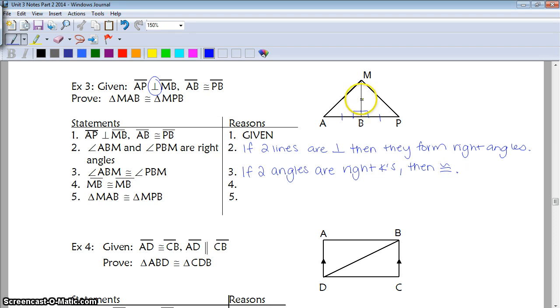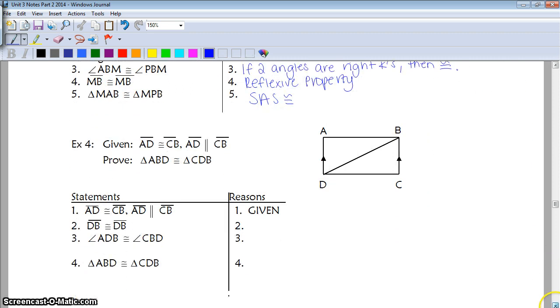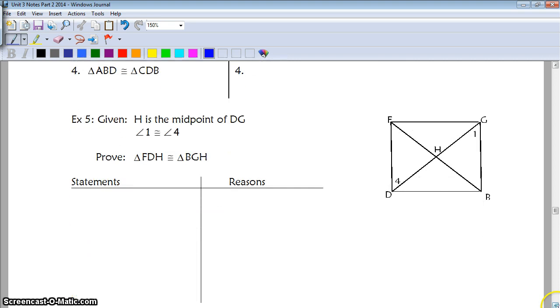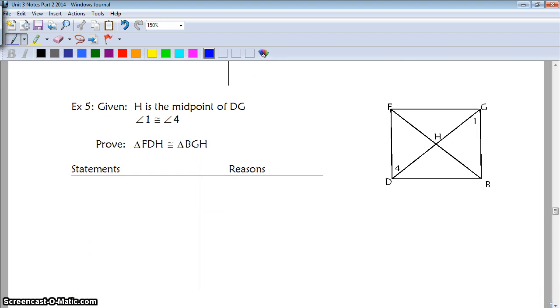Why would MB be congruent to MB? We know this because of the reflexive property. And then last but not least, why is triangle MAB congruent to triangle MPB? Because of side angle side. It is not HL. The hypotenuse is not marked congruent. Okay, we're going to skip example 4 here for today. We may come back to it later, but it involves parallel lines, and we're not focusing on that today.